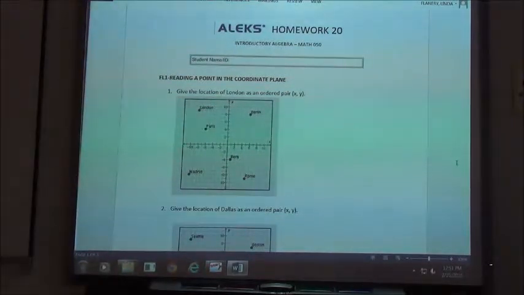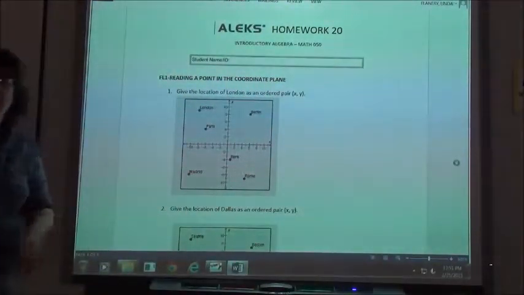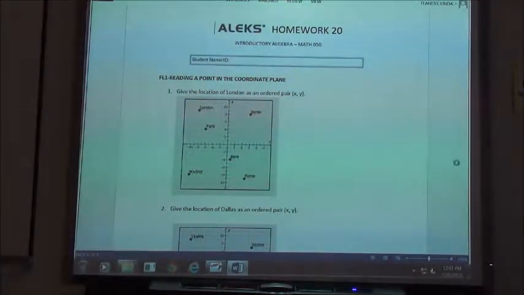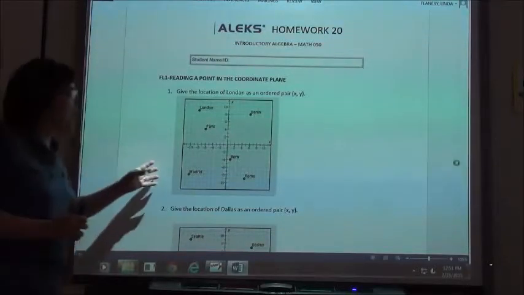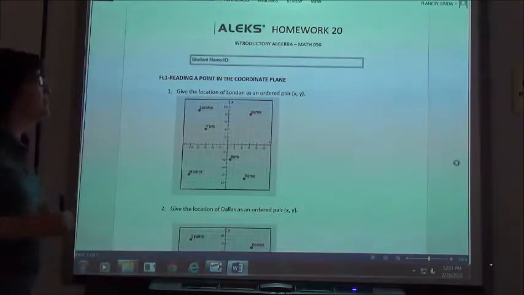So, homework day 20 is the start of chapter 3. Chapter 3 is all about graphing in the coordinate plane. The coordinate plane is just a fancy name for the graph. Each point is called an ordered pair, or the coordinates of your points.